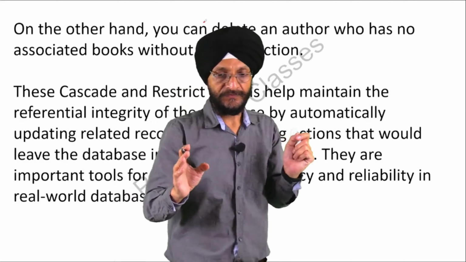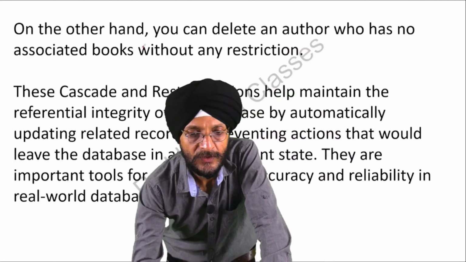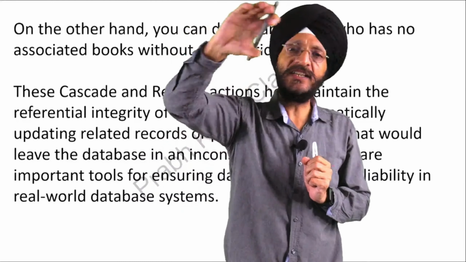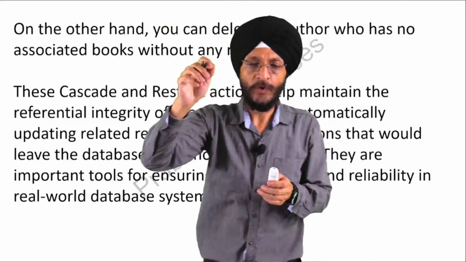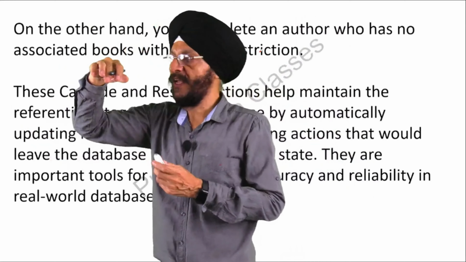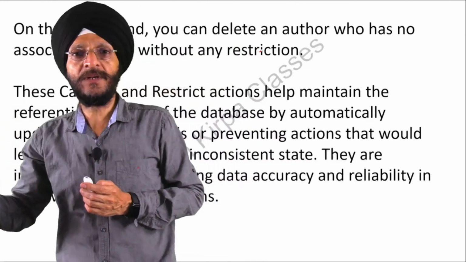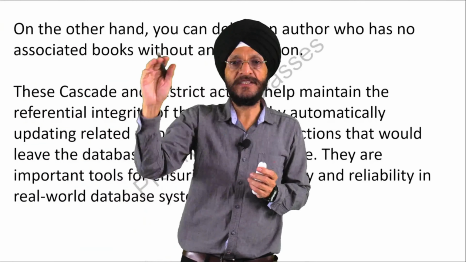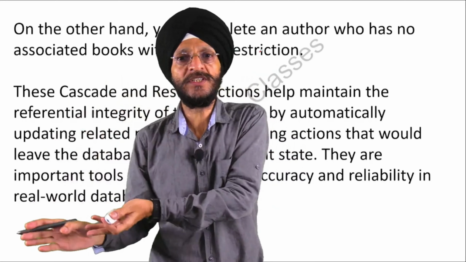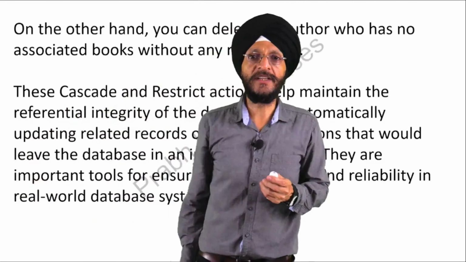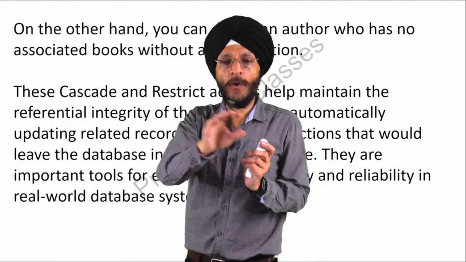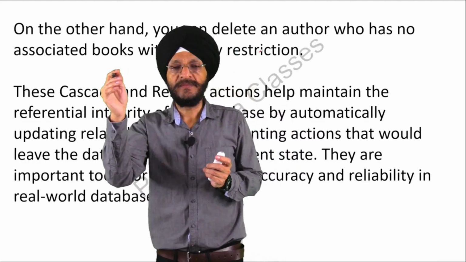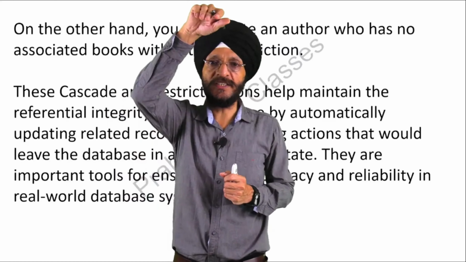If there is an author which is existing in the authors table, but it is not having any book to his credit in the books table, you can delete it altogether. There will be no problem even if there is a restrict action in place, because there is no book to his credit, and so the system will allow you to delete his name from the author ID, because there will be no book in the books table having an author ID which is not existing in the authors table.